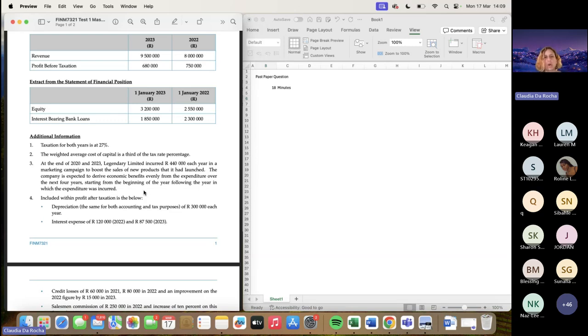All right. And they've told us it's over the next 4 years, and we start from the beginning of the year following the year in which the expenditure was occurred.